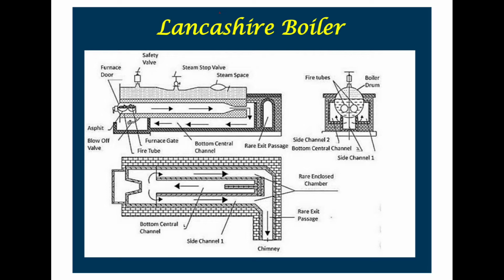This is also similar to the horizontal type of boiler. The bottom central channel is also shown in the middle portion of the bottom cross sectional view, and then the side channel and chimney are also provided to remove the burned flue gases. The rear exit passage and rear enclosed chamber are also located near the chimney.